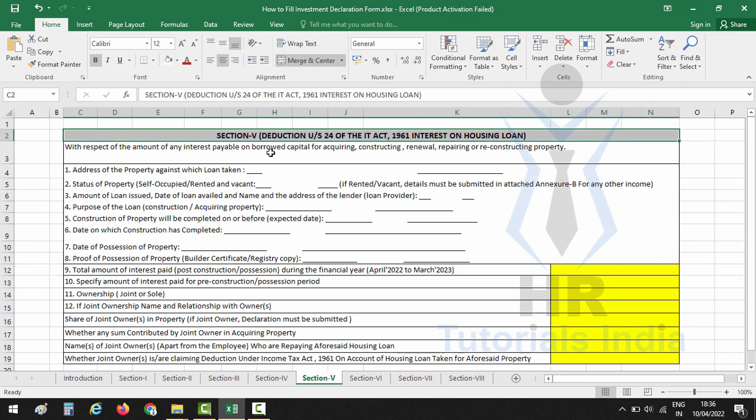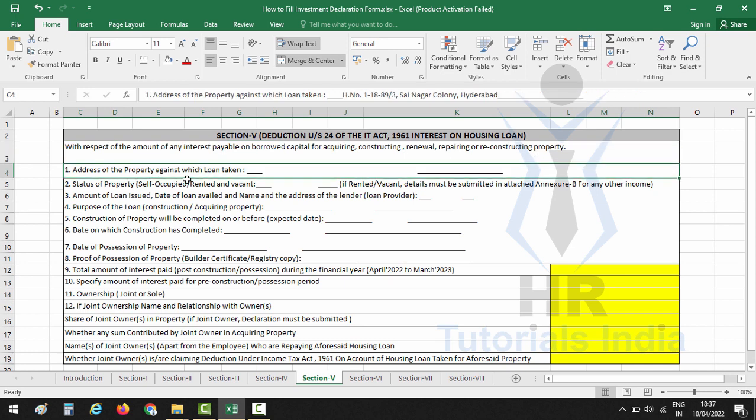Section 5, deduction under section 24 of the IT Act 1961, interest on home loan. In this section 5, we will be discussing how the interest on housing loan is calculated and what is the amount which is exempted from taxes. With respect to the amount of any interest payable on borrowed capital for acquiring, construction, renewal, repairing, reconstruction of property. Address of the property which has been taken. So we need to fill the address of the property.